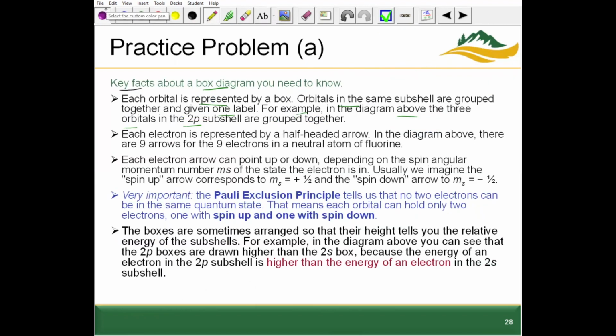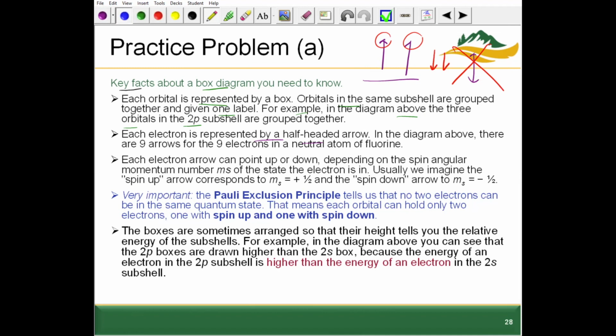Next, each electron is represented by a half-headed arrow. So for each electron, we can draw it like this, or like this is also customary. Not like this, not a double-headed arrow, just a single-headed arrow. Spin down would look like this or like that.